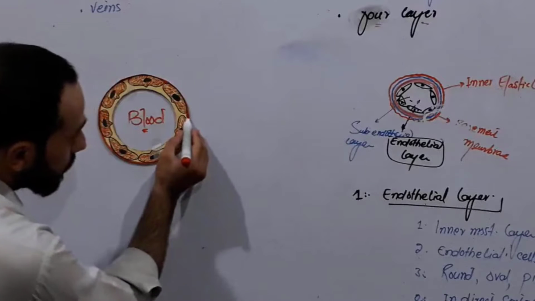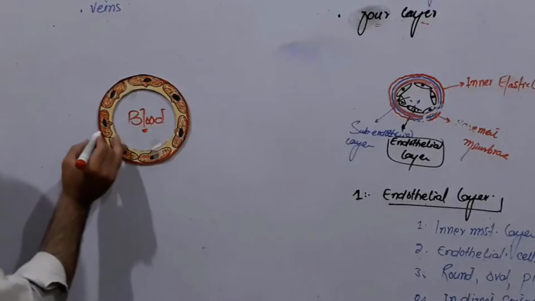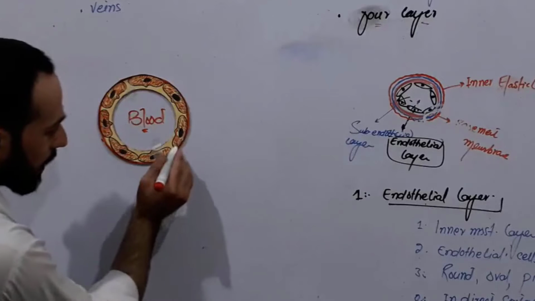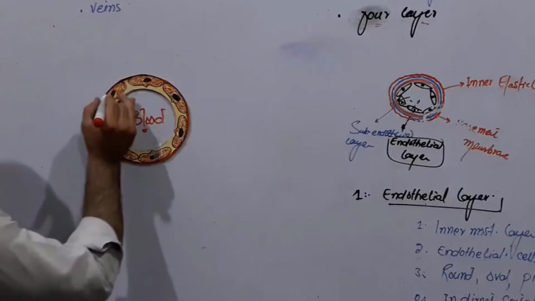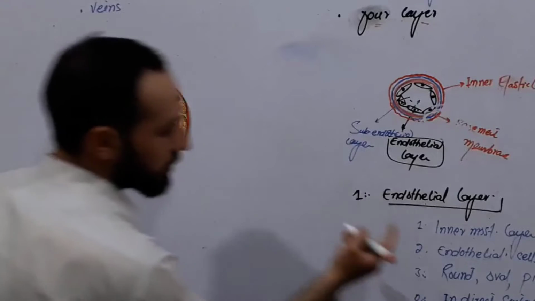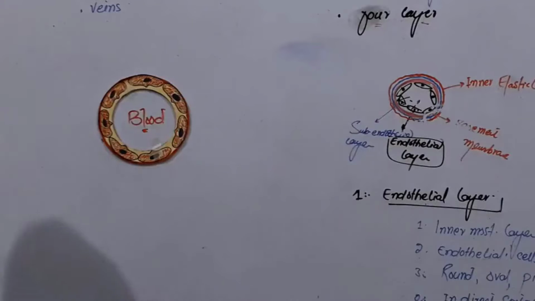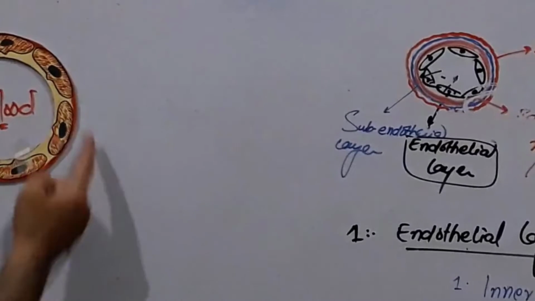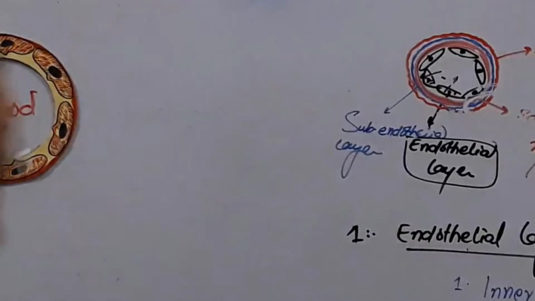Beneath the endothelium, this red line, if you can see clear in the camera, this red line is our basement membrane, right? I have made it a little bit thin here. So this red line represents what? This represents the basement membrane. So this is our basement membrane, right? This red line.